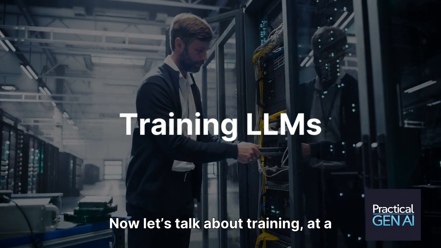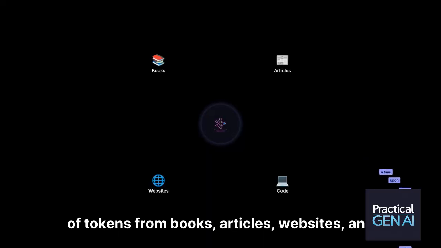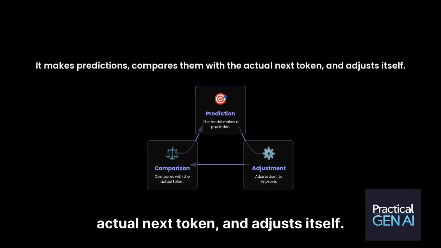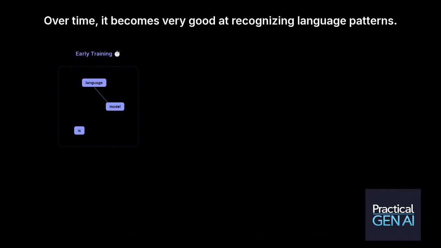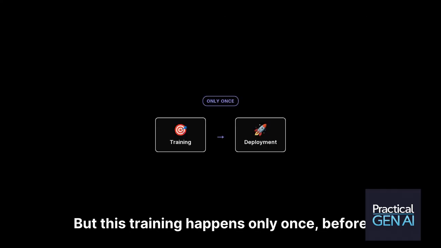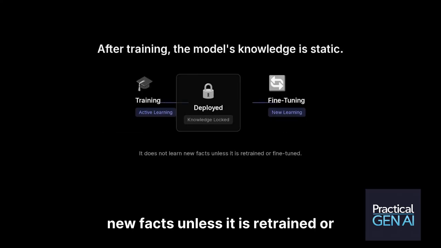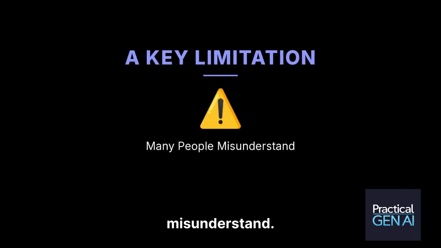Now let's talk about training at a high level. During training, the model is shown trillions of tokens from books, articles, websites, and code. It makes predictions, compares them with the actual next token, and adjusts itself. Over time, it becomes very good at recognizing language patterns. But this training happens only once before the model is deployed. After training, the model does not learn new facts unless it is retrained or fine-tuned. This is a key limitation many people misunderstand.